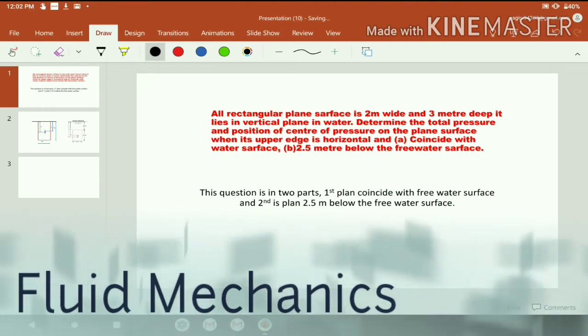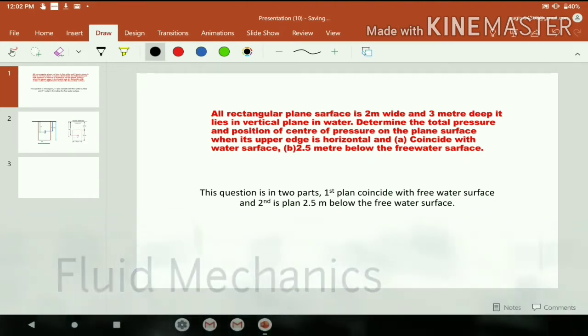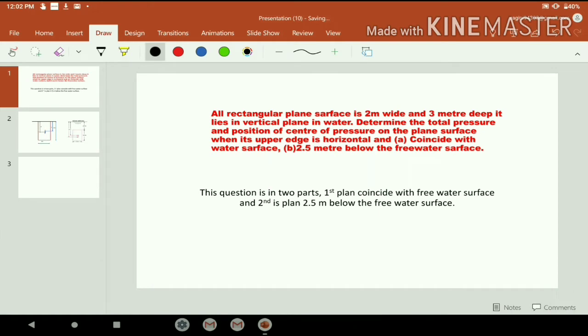I'm here with a problem on hydrostatic force on plane surfaces and the derivation of that, for a vertical plane surface in water. We have to derive the h bar and h star, the center of pressure, and the total position of center of pressure and total pressure. Now I am here with my question.